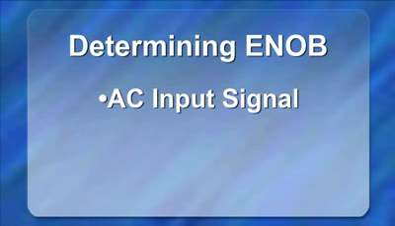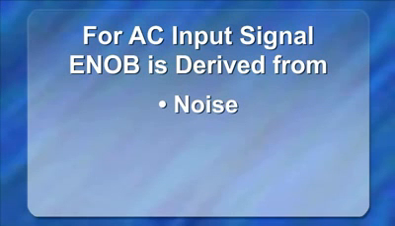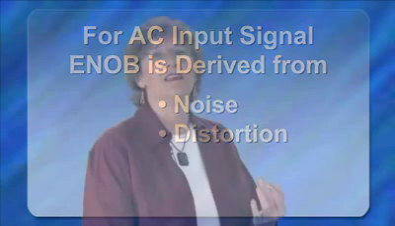There are two methods that are used to determine ENOB for an ADC. One is with an AC input signal, and the second is done using a DC input signal. When you have an AC input signal, the digital output is an FFT plot. It shows a fundamental input signal along with noise and distortion of the converter. We derive the effective number of bits from the converter's noise and distortion. This ENOB measurement is used for higher speed converters, which you would see with a pipeline or a SAR converter.